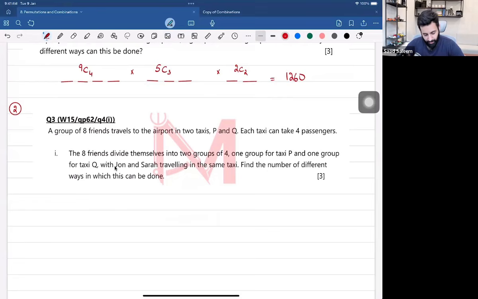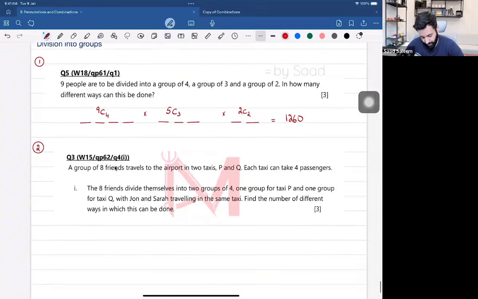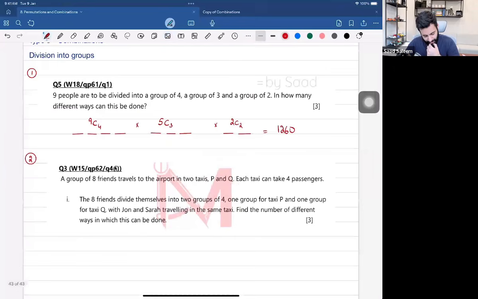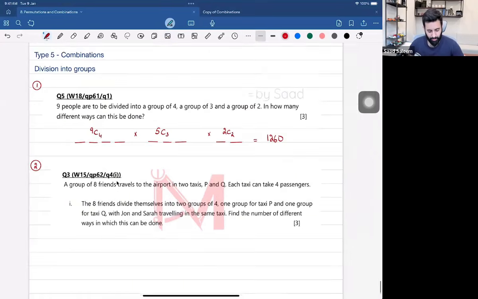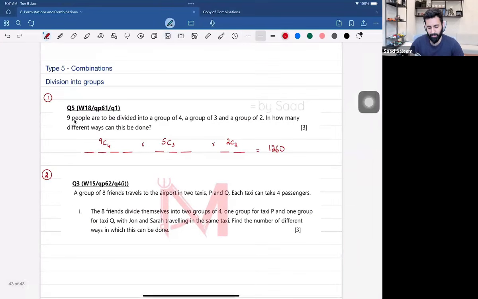The 8 friends divide themselves into 2 groups, one group for taxi P, one group for taxi Q, with John and Sarah traveling in the same taxi. Find the number of different ways this can be done. Now, because there's no new concept that you have to learn in order to solve questions like these, I would like you guys to try this question.